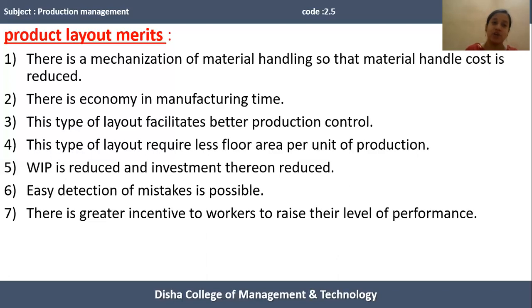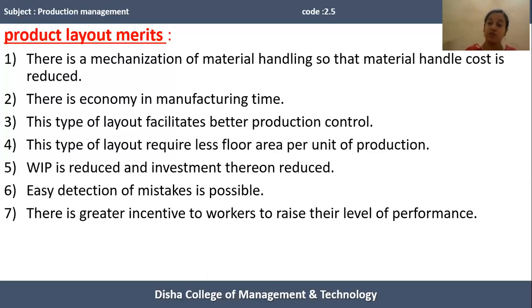But in case of product layout, one line is only meant for one product, so the work in progress or the semi-finished goods can automatically move from one machine to another without wasting much time. So the manufacturer will be able to get the finished product at the last end. At the last end means the manufacturer feeds the material at the first end, and will get the finished goods at the last end.